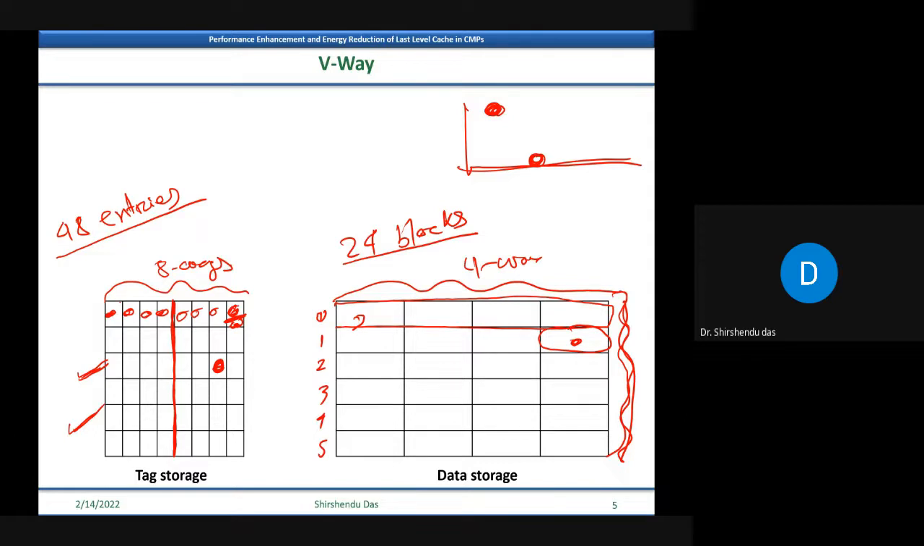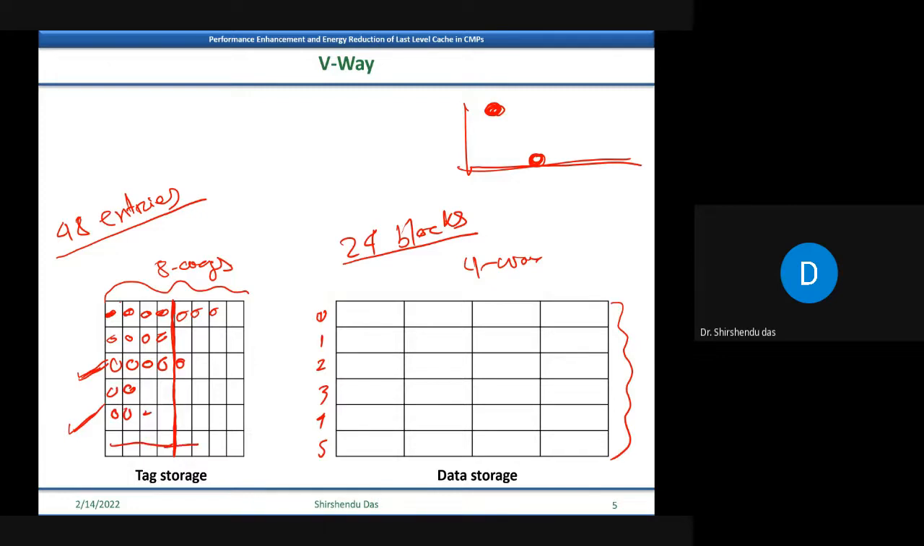So the question here is, since there is no concept of set on the right side, the replacement policy must be global. Let me explain one concept here. Assume that your data part is full, and maybe some blocks are here. I'm not using all blocks, maybe like this. Based on this tag, the current data location is full.